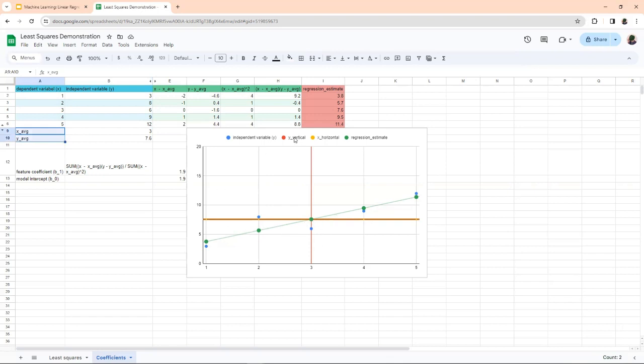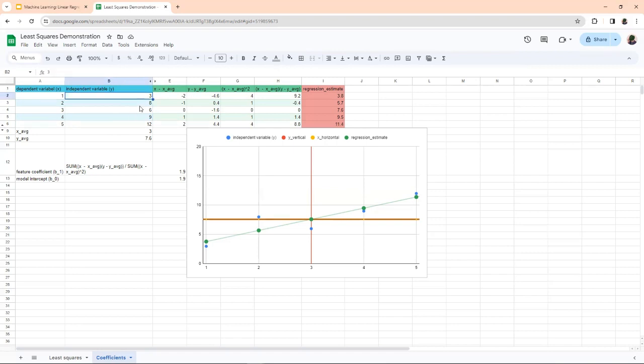And now, to calculate that, we do this math over here. On column E, for each observation, we want to take our x variable and subtract our x average from it. That way we have -2. So 1 minus 3 is -2, 2 minus 3 is -1, 3 minus 3 is 0, 4 minus 3 is 1, 5 minus 3 is 2.